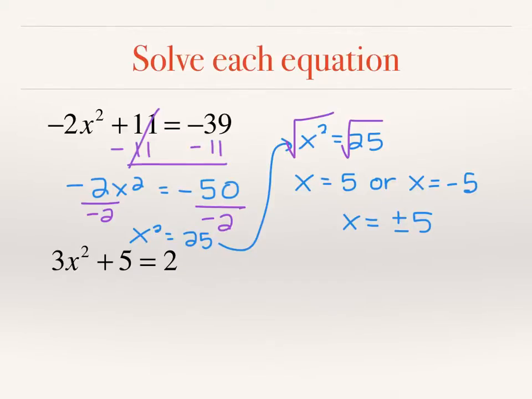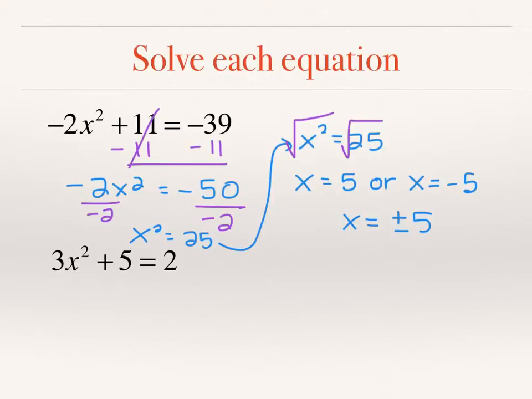Now, one thing I want to point out here is what that means is if I take 5 and plug it back into this equation, I'm going to get negative 39. It also means that if I take negative 5 and plug it into this equation, I'm going to get negative 39. And the reason for that is, whether I put 5 or negative 5 right here, that x squared is going to become a 25. Either way. And then negative 2 times 25 plus 11 gives you the negative 39. So that's why you end up with two solutions.